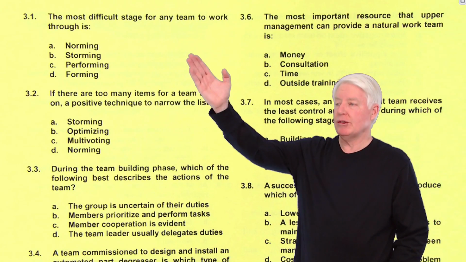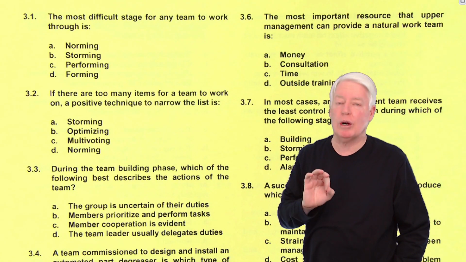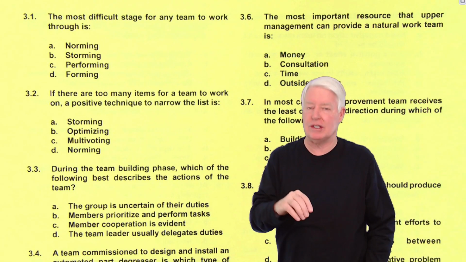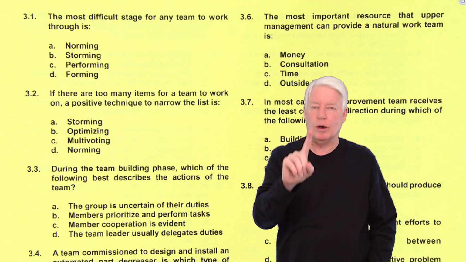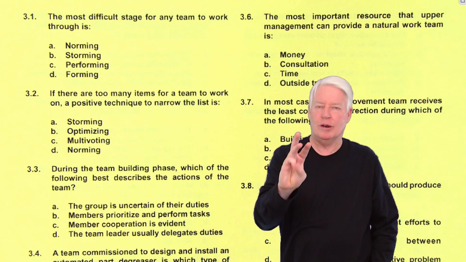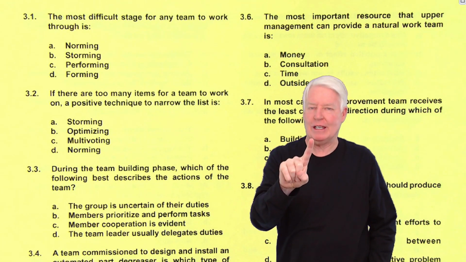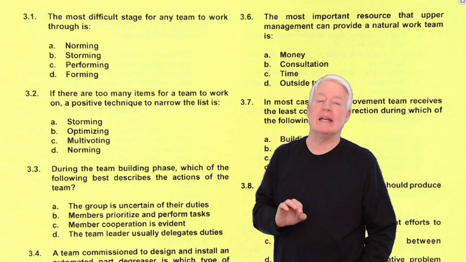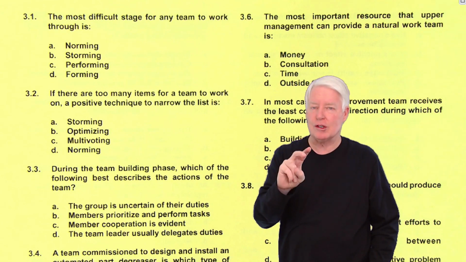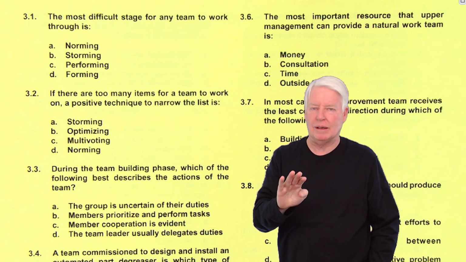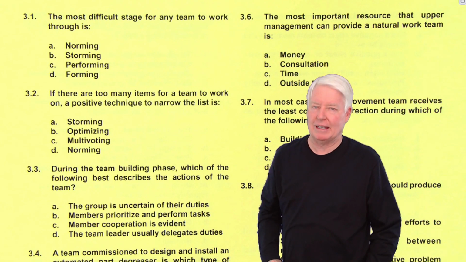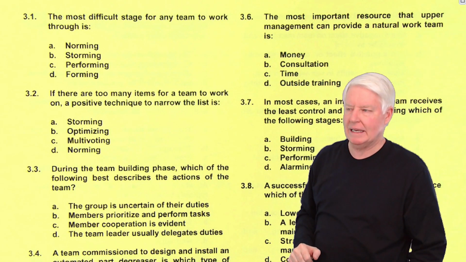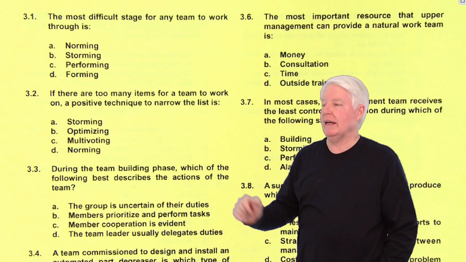Question 1, the most difficult stage for any team to work through is what? When they talk about stages and teams, what are they talking about? Forming, storming, norming, performing. You need to know that very well, especially in this chapter. So which one do you think is the most difficult? Form, storm, norm, perform. If you think storm sounds like a difficult time, you're correct, and the correct answer is B. 3.2 here, question 2.